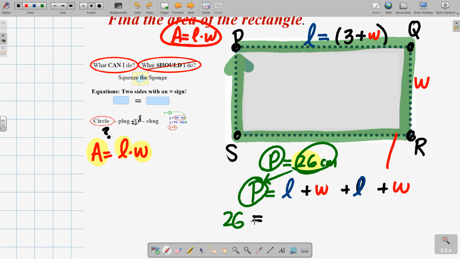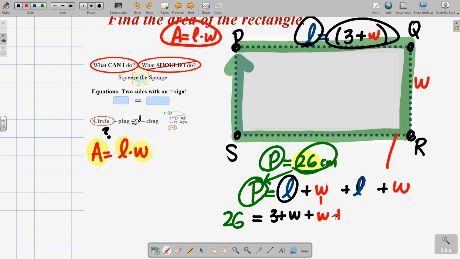Let's see what else I can do. Circle that length. I can replace length with 3 plus W. Plus, bringing that W down, plus my length here is 3 plus W. I'm going to cross it out as I account for it, plus W.